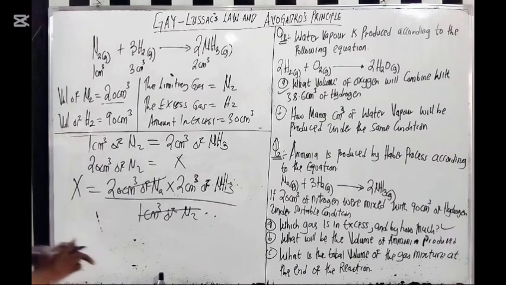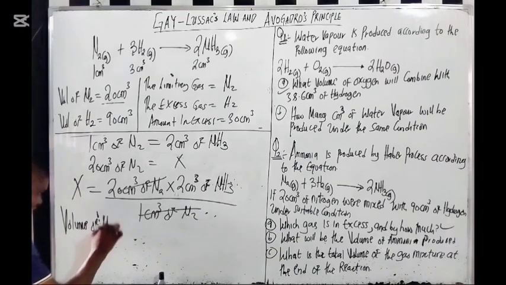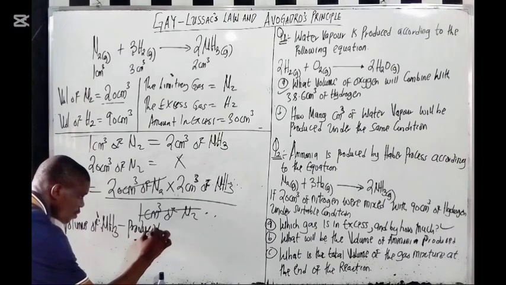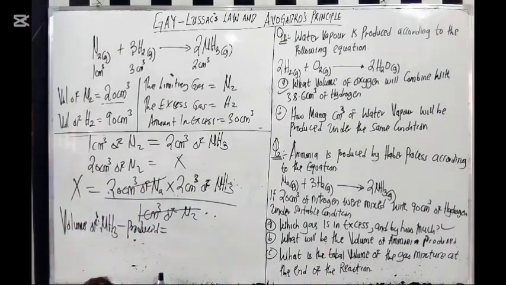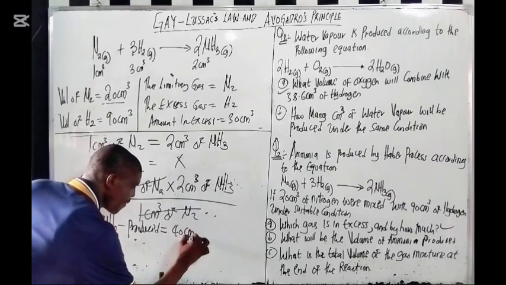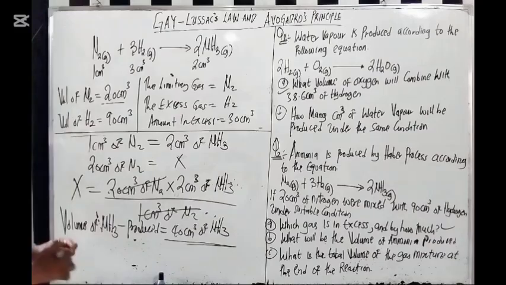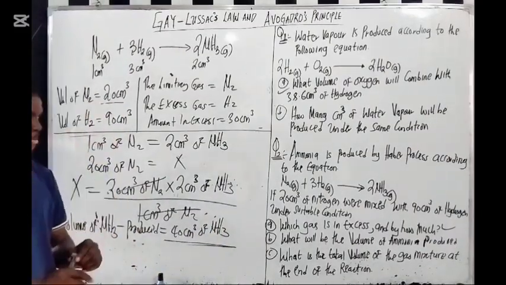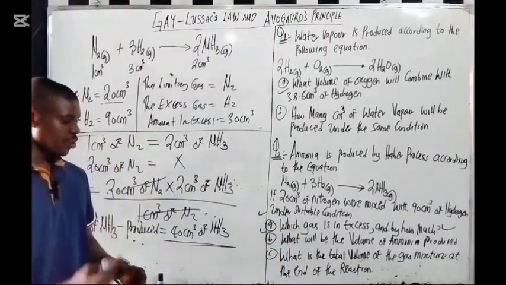So we can now say the volume of NH3 produced equals 20 times 2, which is 40 cm³ of NH3. You see that, 40 cm³ of NH3, as easy as that, right? So we are done with this part. Now look at the last one.